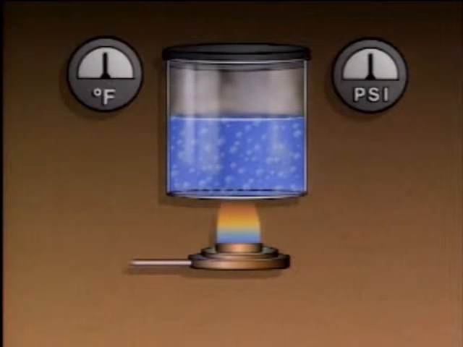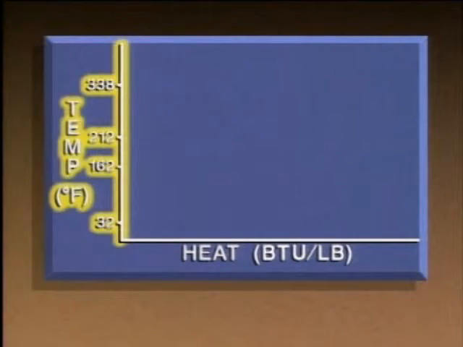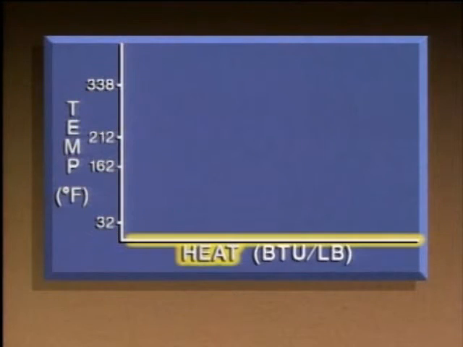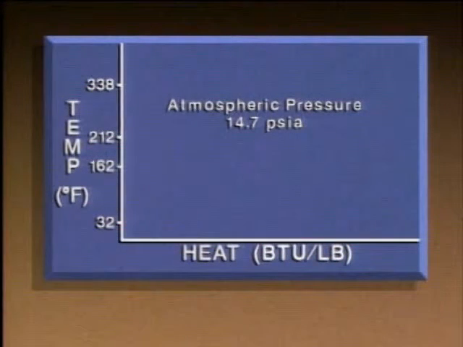To show how temperature, pressure, and heat are related to the boiling point of water, we can construct a graph. The vertical axis represents temperature in degrees Fahrenheit, and the horizontal axis represents heat. We'll use a pound of water as a standard, so the heat's measured in BTUs per pound. A BTU is the amount of heat needed to raise the temperature of 1 pound of water 1 degree Fahrenheit. Atmospheric pressure is 14.7 PSIA.